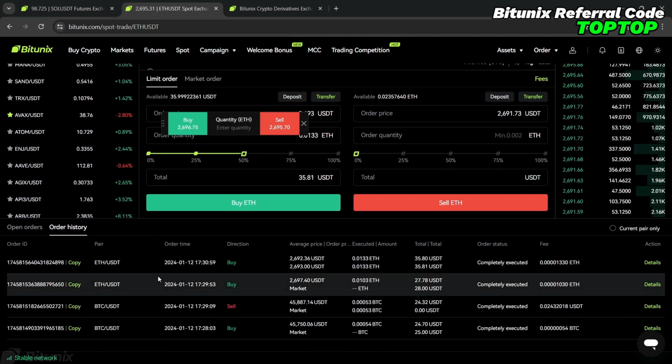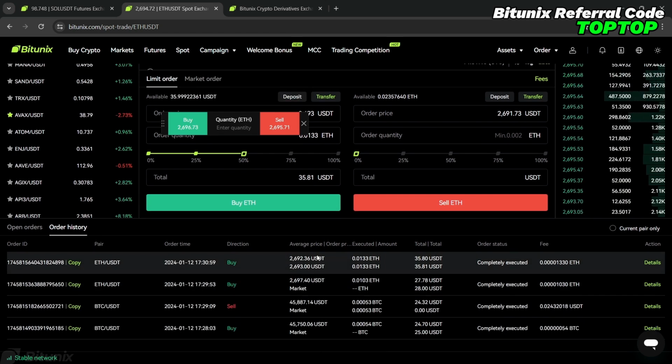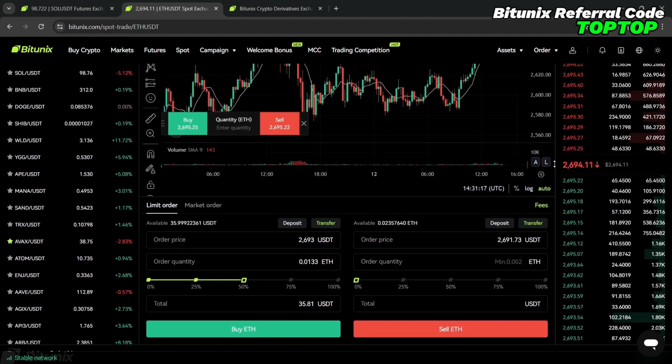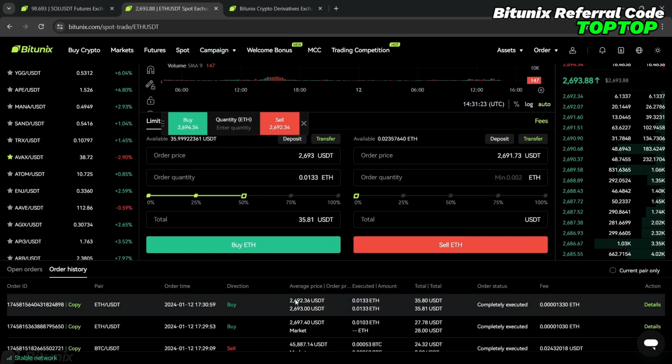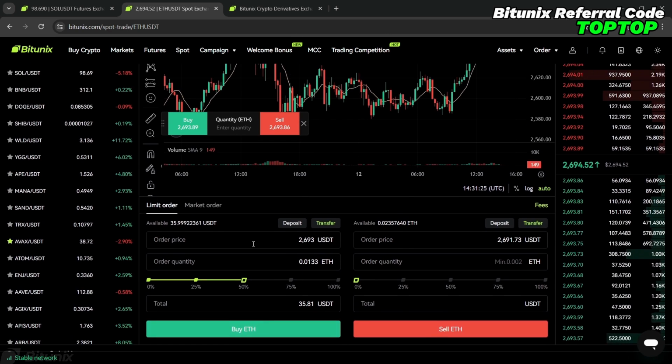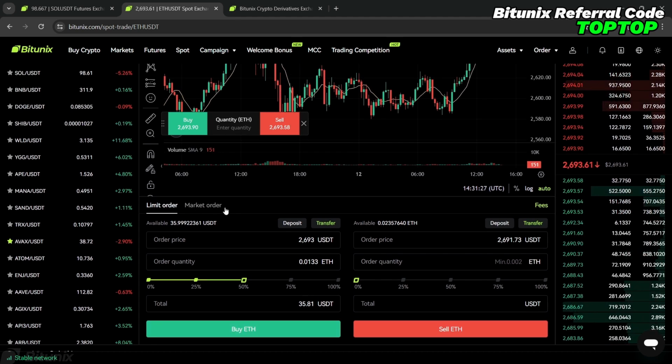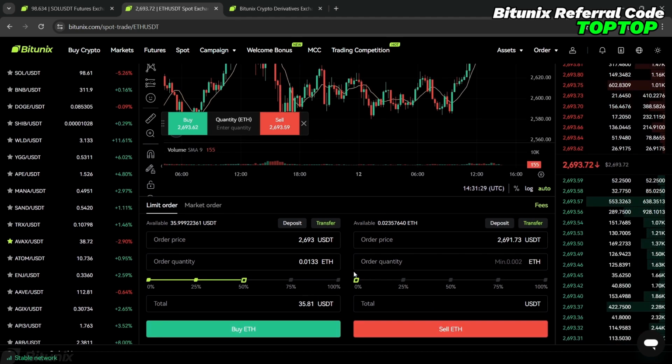If we go back to our order history, we can see that we actually got in exactly where we wanted, actually a little bit below. So, this is very beneficial because you saw that when I was setting up the order, the price was actually around $2,698. So, I was able to get a really nice entry here. And once again, for selling my ETH, I can do the exact same thing. So, you see the amount of ETH I have here over 0.02.